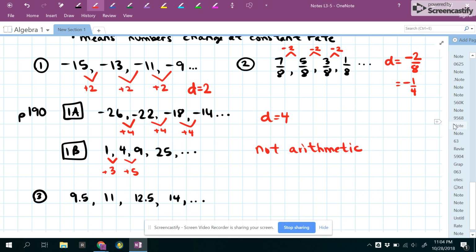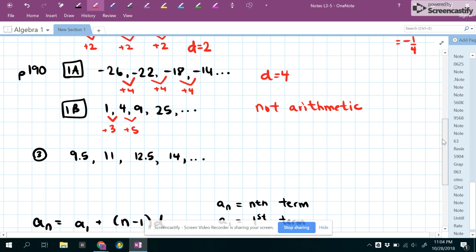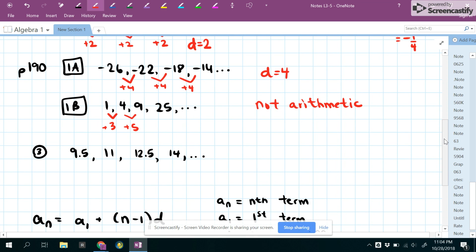So if you look at problem 3 now and decide: 9.5, 11, 12.5, 14. Is it arithmetic? If so, what is the common difference? So to get from 9.5 to 11, you add 1.5. That also works for 11 to 12.5. It works again for 12.5 to 14. So we have a common difference of 1.5.